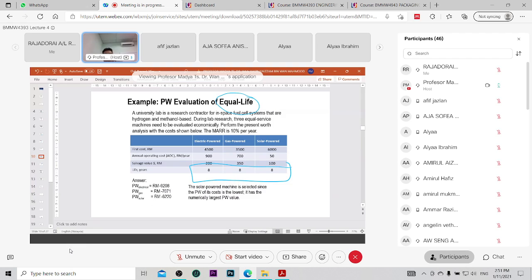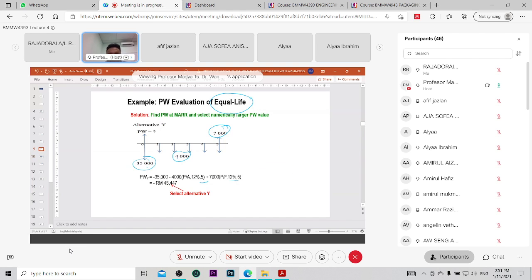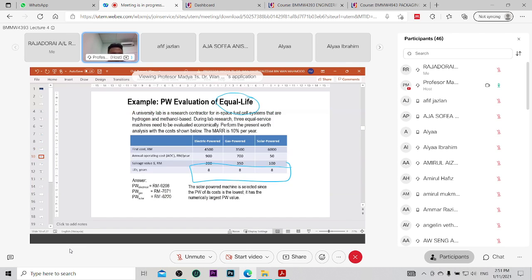So this is a shortcut. Based on the full calculation, we found that from the three options, the solar power machine is the best. This one is the best because it costs less compared to the others, the lowest one. Can we proceed?